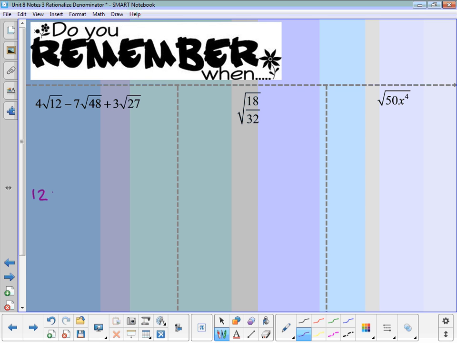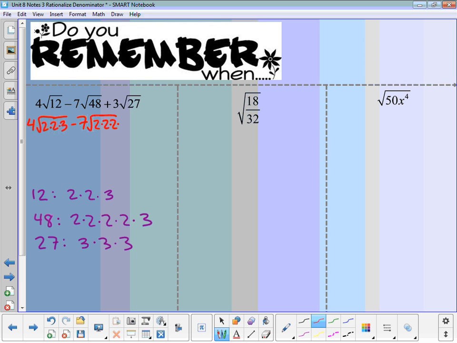down the 12, which is 2 times 2 times 3. Break down the 48, which is 2 times 2 times 2 times 2 times 3. And break down the 27, which is 3 times 3 times 3. And that just comes from the prime factorization of those three numbers. So if I look at what I can simplify in all those, 4 root 12 would be 4 square root 2 times 2 times 3, minus 7 square root 2, 2, 2, 2, and 3, and plus 3 square root 3, 3, and 3.